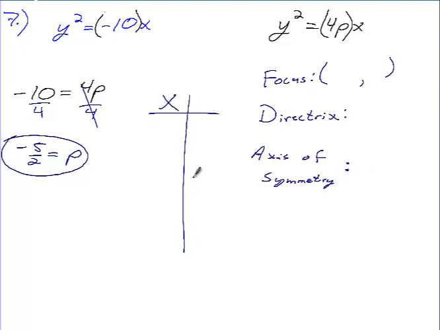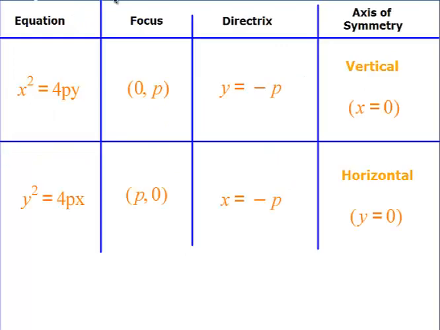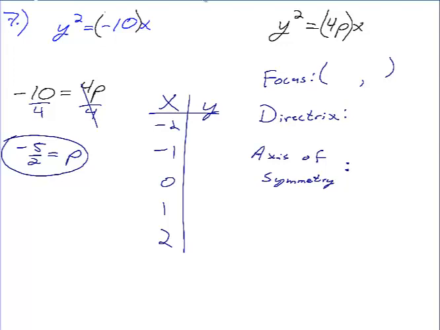What are the 5 values we always use? Okay. So first things first, when it's y squared, how do you find the focus? What are the coordinates of the focus? P, 0 or 0, p? P, 0, right? So what's my p value? So I get negative 5 over 2, 0.